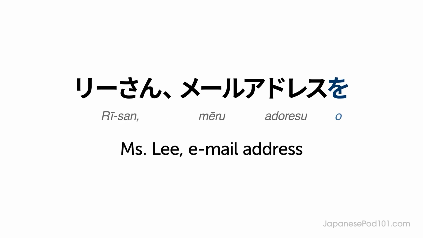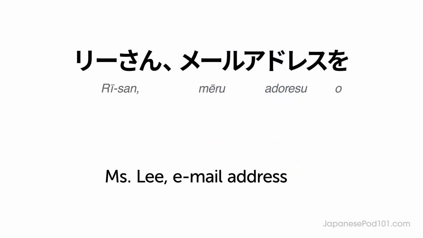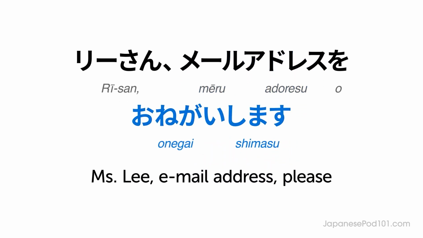Next is を、the object marking particle. Think of it as a marker for the thing receiving the action. In this sentence, it marks メールアドレス、email address as the object being requested. Last is お願いします。please.